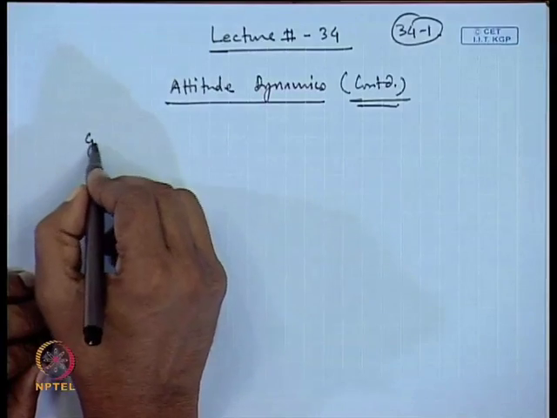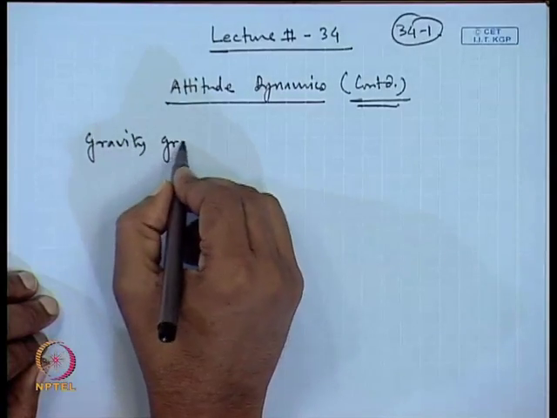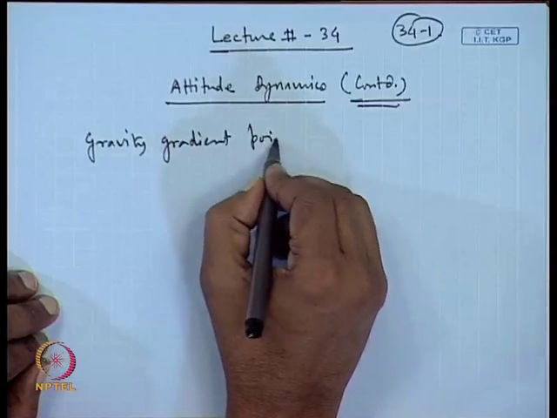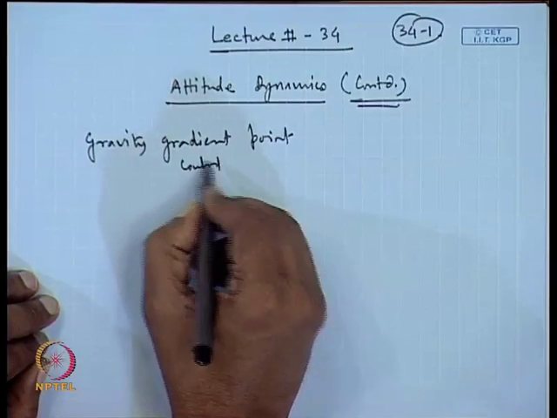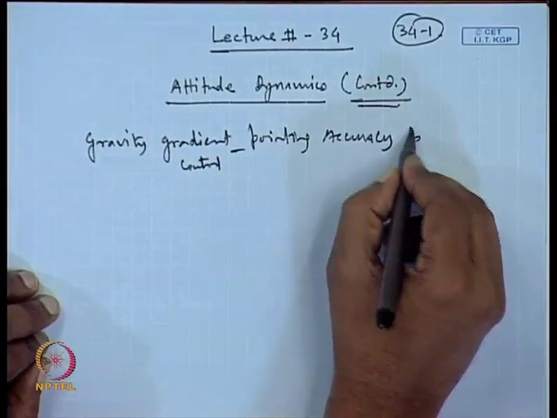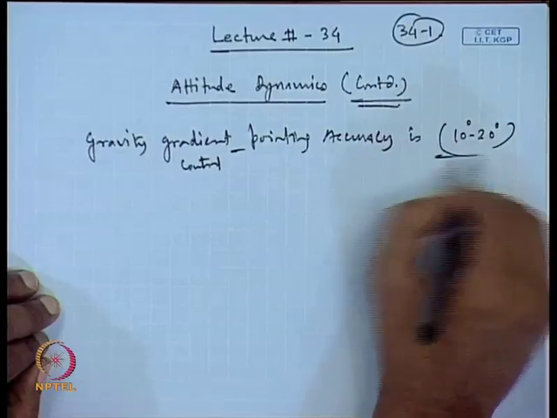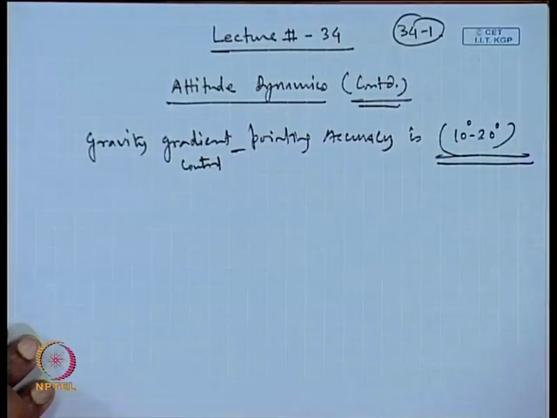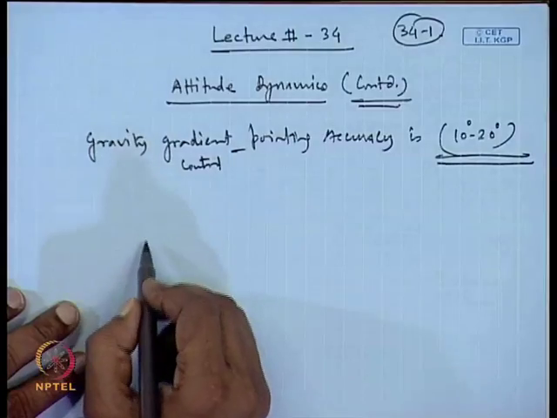But the gravity gradient control, although it is cheaper and easier to design, has a very poor pointing accuracy, around 10 to 20 degrees. So it is not good, but it may assist. You can design a satellite where the reaction wheels and other things are available, and you have to make an earth pointing satellite. In that case it can assist, provided you design your satellite in that way.